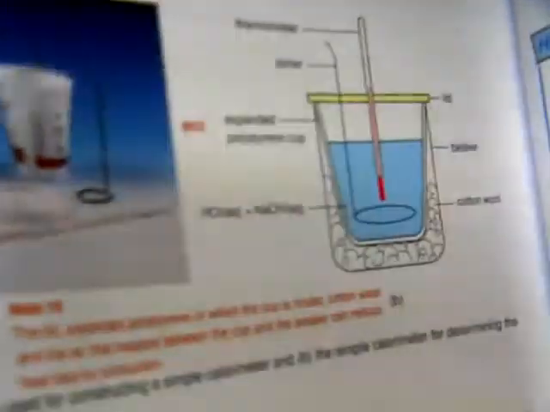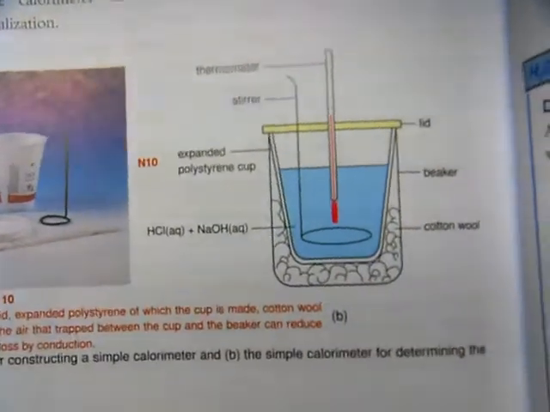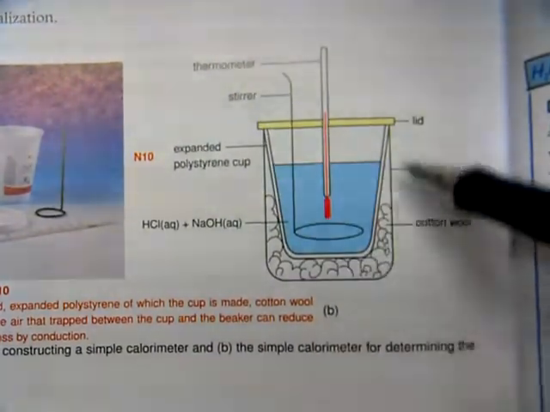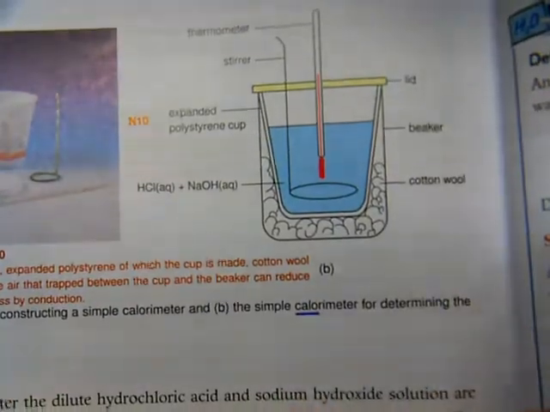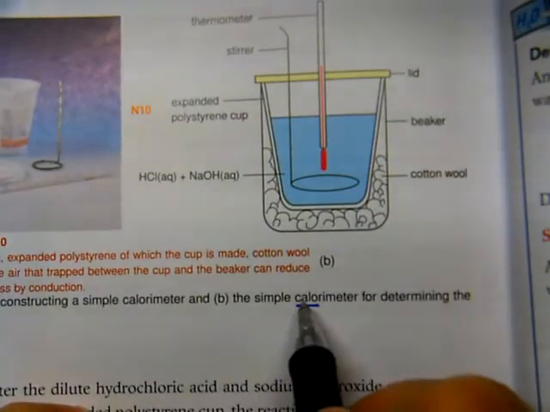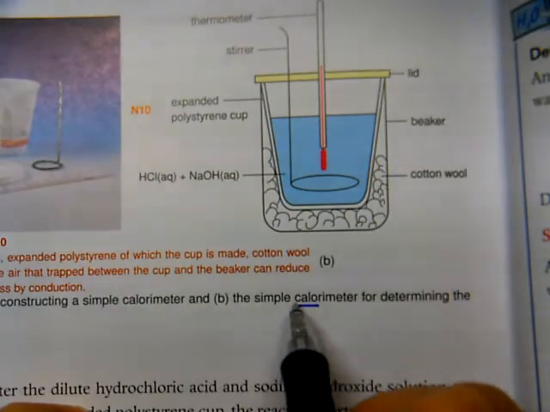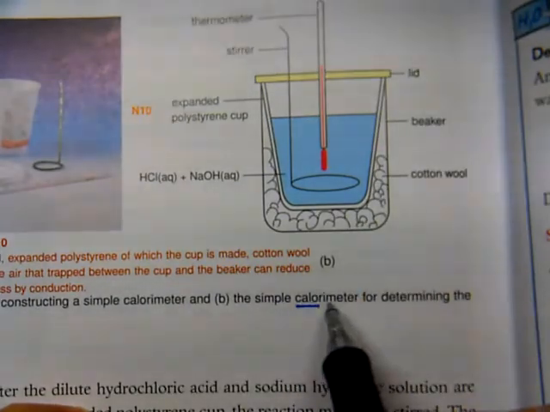That's the experiment. We need a calorimeter. Calorimeter, okay? Underline C-A-L-O-R, not C-O-L-O-R, not color. Calorimeter.